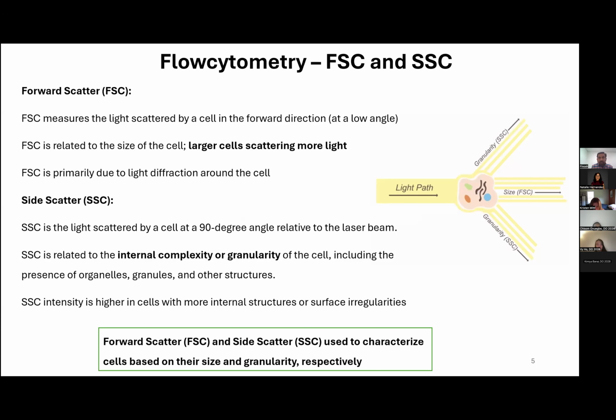And when we look into flow cytometry, there are two important parameters you need to consider. One is forward light scattering and another one is side scattering.